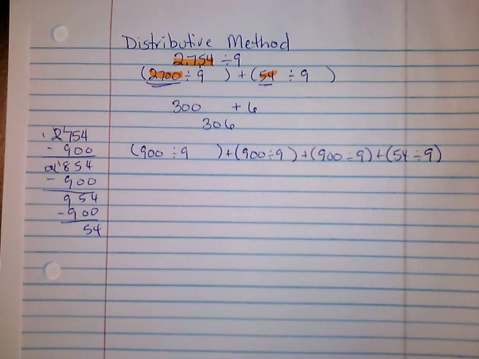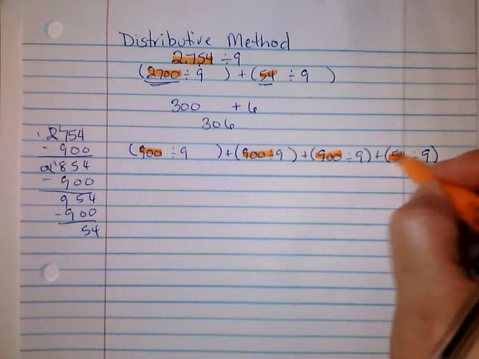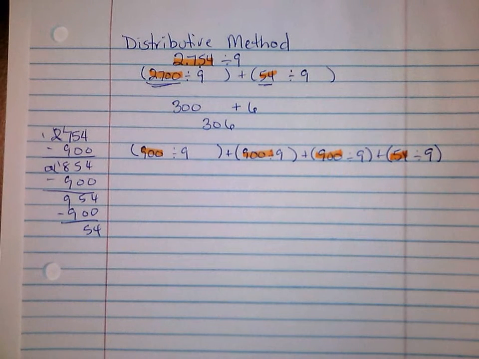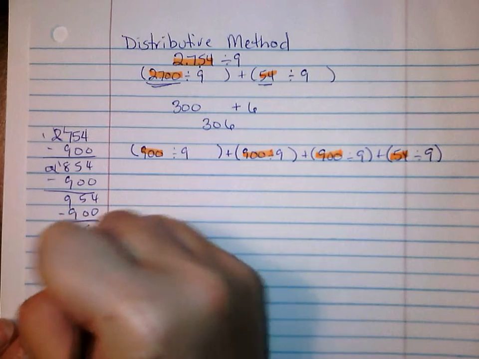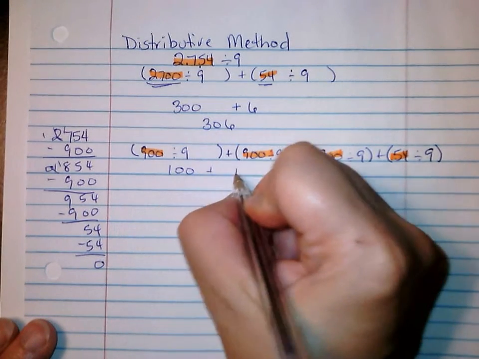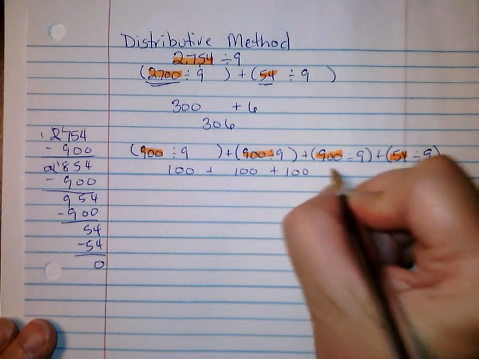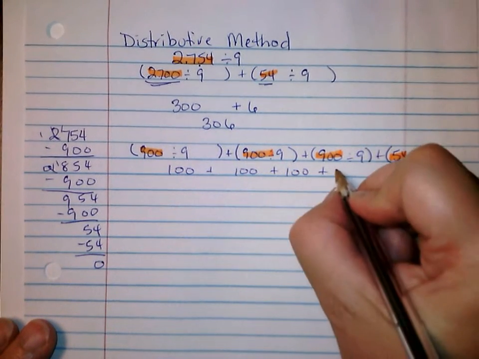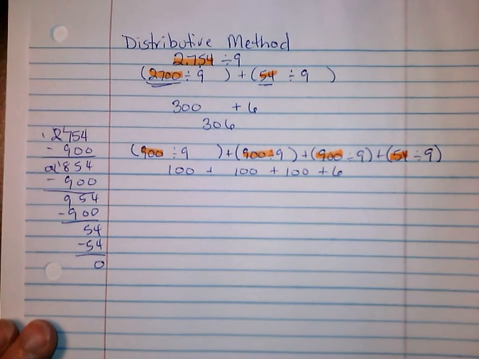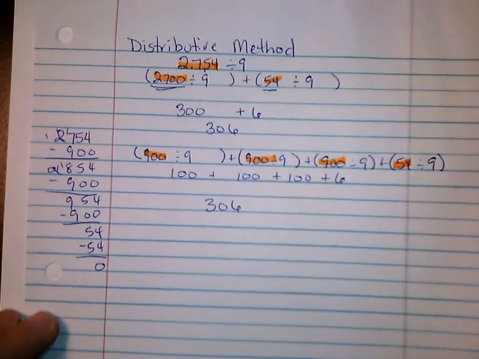So all of these here: 900 plus 900 plus 900 plus 54 equals 2,754. Okay, so this would be 100 plus 100 plus 100, because 900 divided by 9 is 100, plus 54 divided by 9 is 6. So this would be 306, just so that you can see it again.